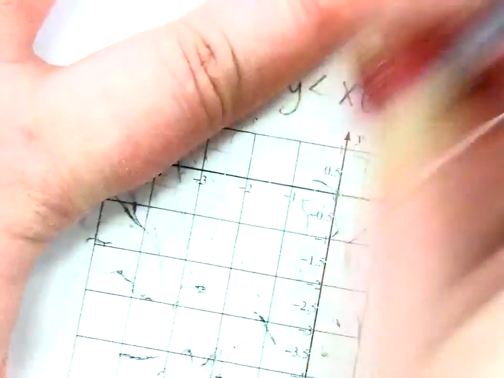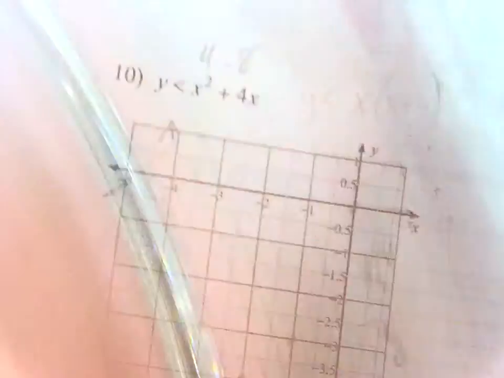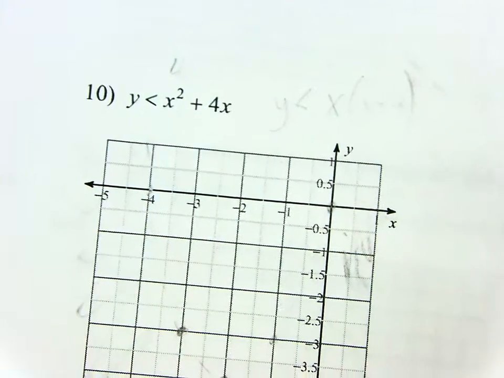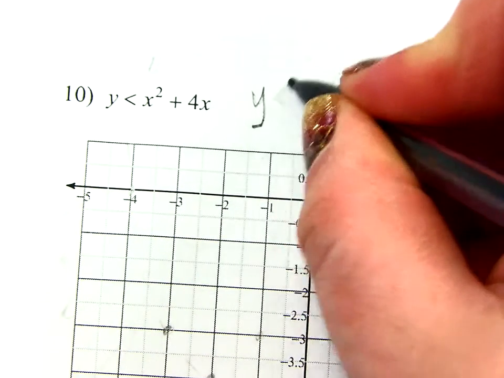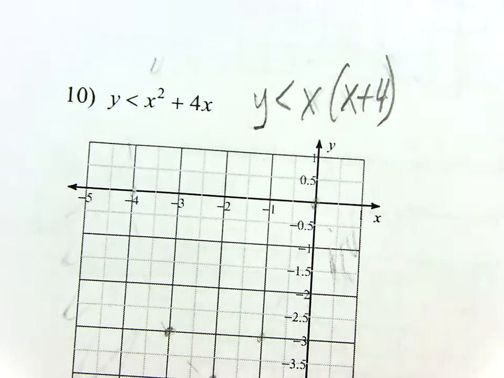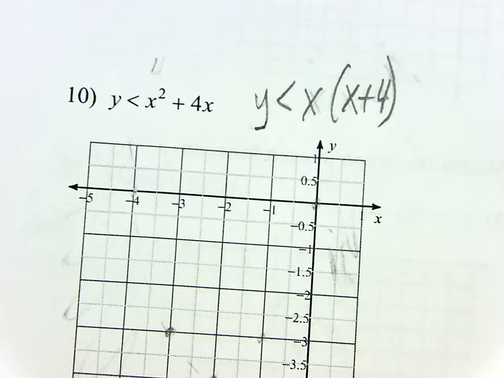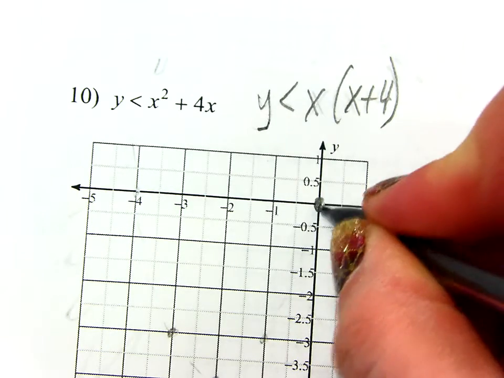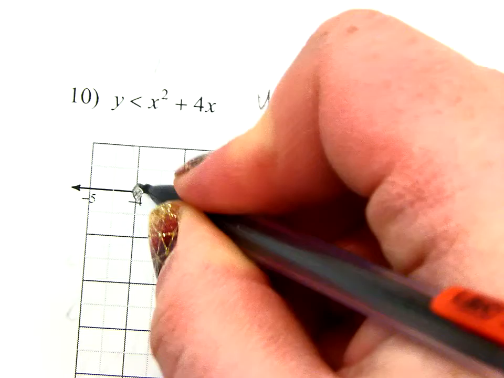Okay, let's back up. Were you okay with me? So from the original, I can take out an x, right? So I rewrote it like this. I had x times x plus 4. Is that okay? So now this is telling me it's going to cross the x-axis at 0 and at negative 4.